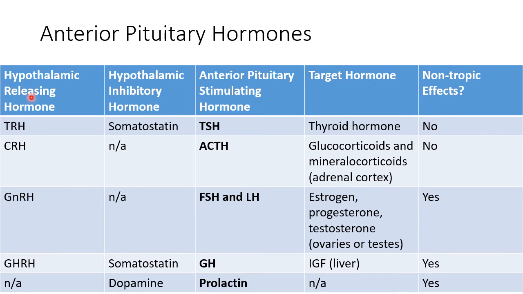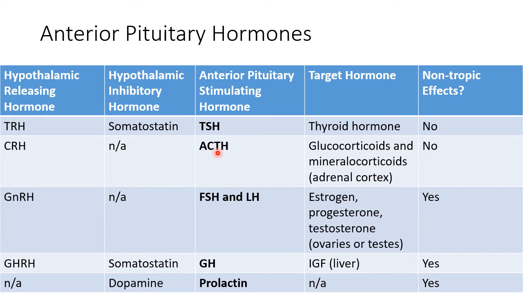They're controlled by the hypothalamus. So you have releasing hormones that come from the hypothalamus and travel to the anterior pituitary and cause the release of all those hormones. You also have some hormones in the hypothalamus that prevent the release of hormone from the anterior pituitary. Those would be inhibitory hormones. So for TSH, its release is stimulated by TRH, but it's inhibited by somatostatin.